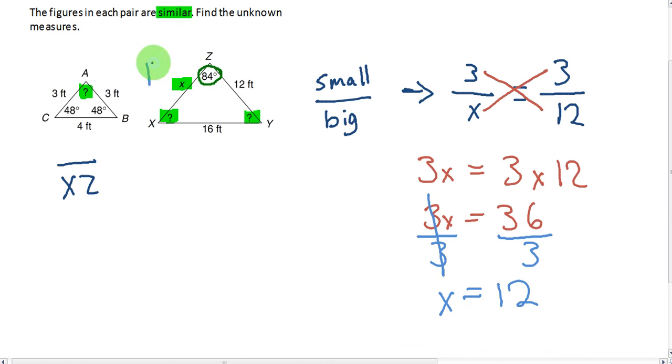I could plug a 12 here. Don't forget the units. Or I would say side XZ is equal to 12 feet.